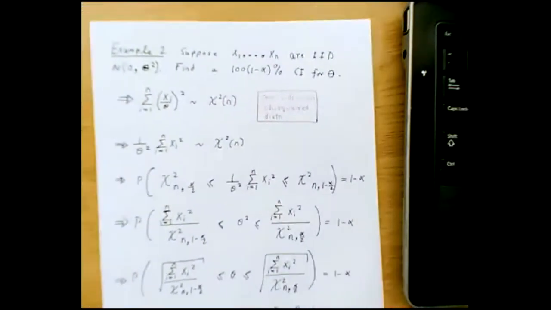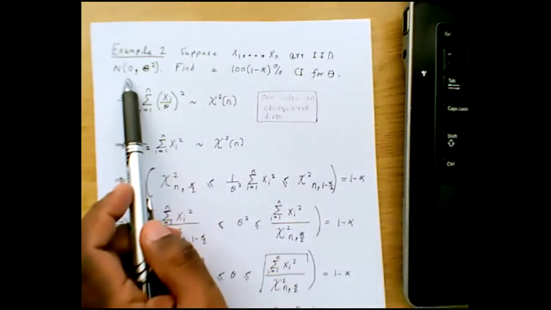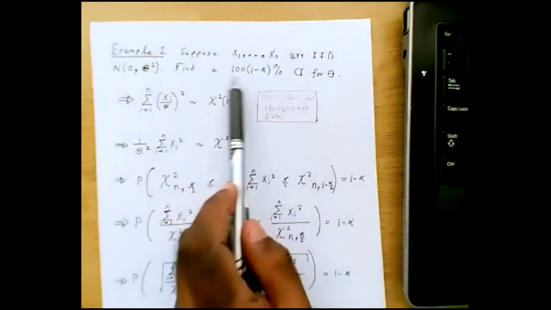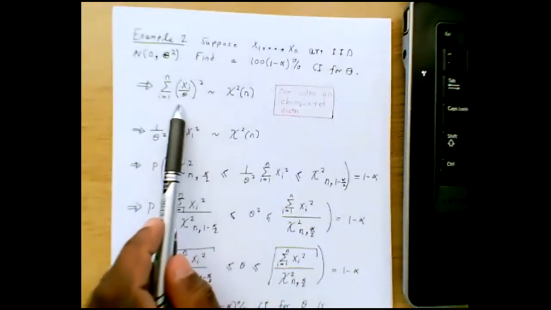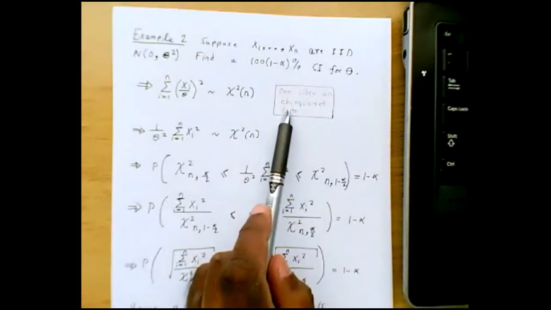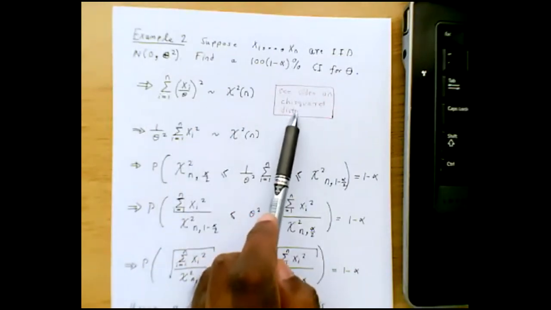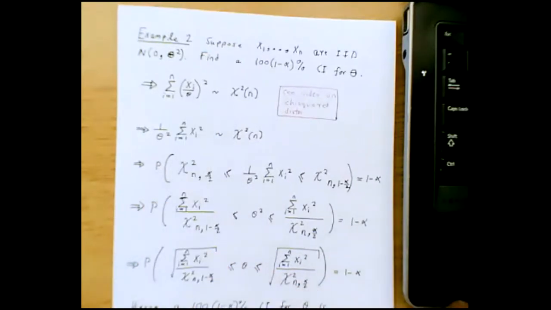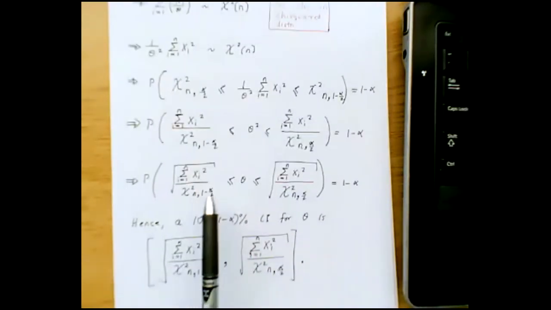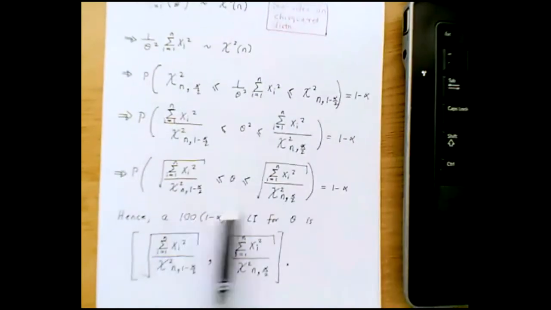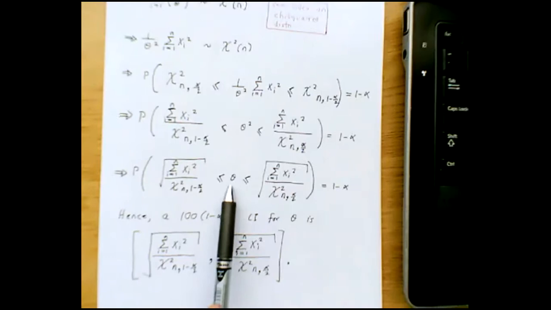Okay, and this is example 2, where you have a random sample from a normal with 0 mean and variance theta squared. We want to find a confidence interval for theta. So we start from this fact. This is a fact I talked about in the video on chi-square distribution. So if you look at this video one more time, you will see this. And from this fact, you can write this, and from this, you can write this, and finally, you will get to this statement here. According to this statement, the confidence interval for theta is this.